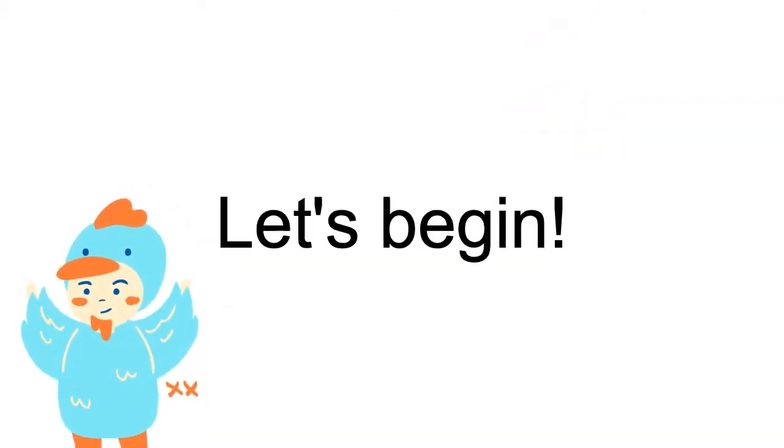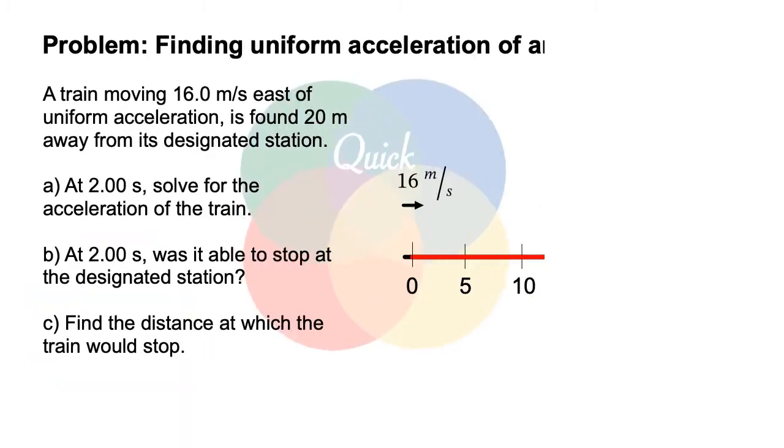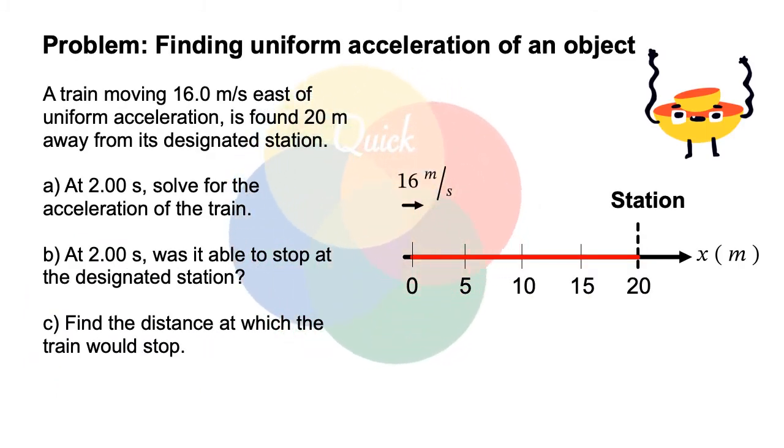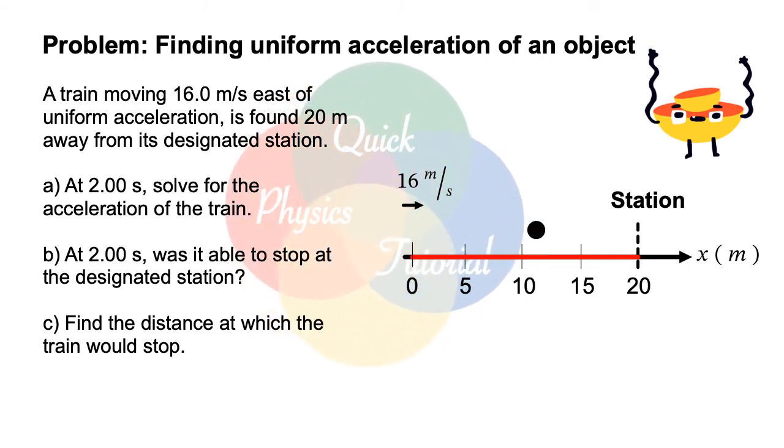Ready? Let's begin. This problem is about finding the uniform acceleration of an object. A train moving 16 meters per second east with uniform acceleration is found 20 meters away from its designated station. At 2 seconds, solve for the acceleration of the train, and was it able to stop at the designated station? Letter C. Find the distance at which the train would stop.